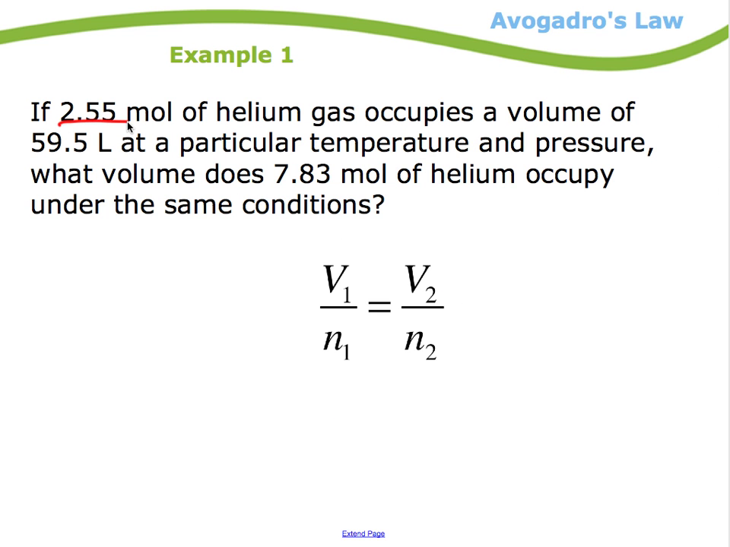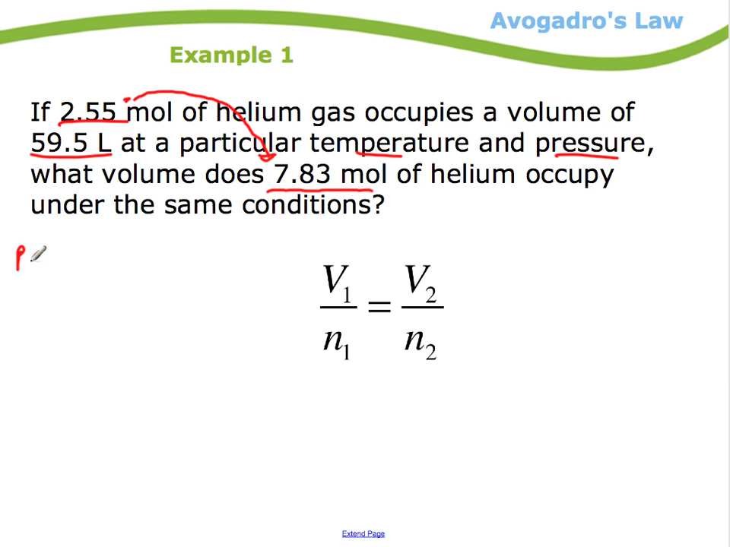So here I've got a question. I've got 2.55 moles of gas, occupies a volume of 59.5 liters at a certain temperature and pressure. So if I have 7.83 moles of helium, how much volume am I going to need? Let's just look at that quickly. So I've got 2 there and about 7 there. So I'm like tripling things. So I would probably expect my volume to have to triple as well. Let's plug things in and check it out.